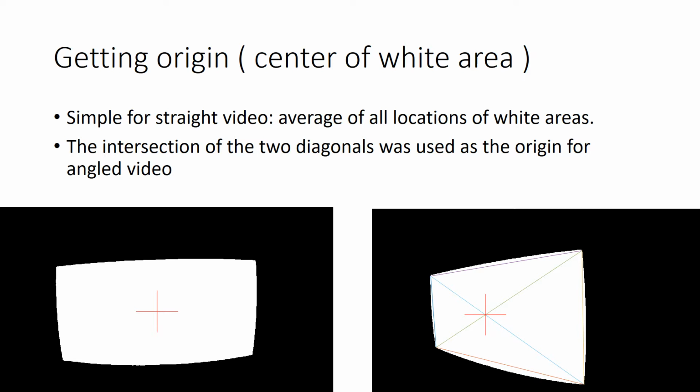Once the corners were found, another algorithm was written to find the intercept of the two diagonals, which for a rectangle is the middle. The image on the right shows the origin represented as a red cross and the diagonals intercepted at the middle of the projector.